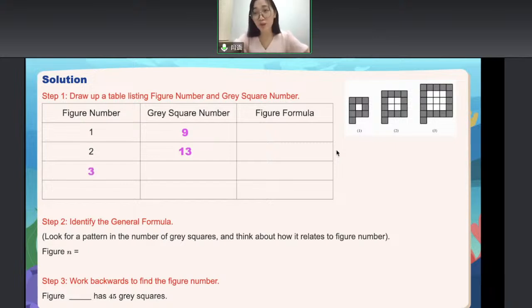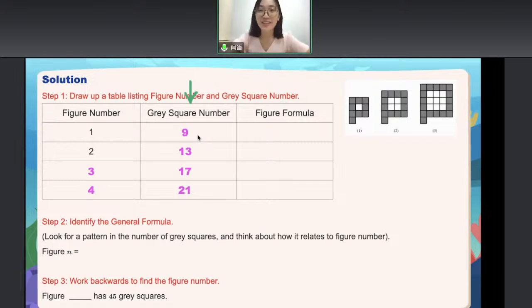So following this, what about figure 3? Yeah, because so far we have no idea, you just try to list out more, okay? What about figure 3? Okay, good. We have 17. So following this, what about figure 4? Yes, 21. Now, let's try to observe the gray square numbers. 9, 13, 17, 21. Can you find something very special?